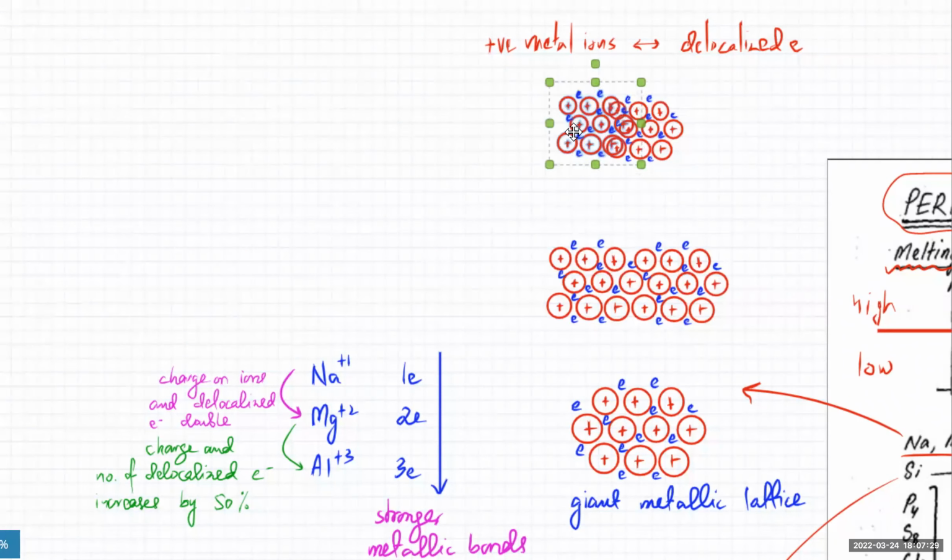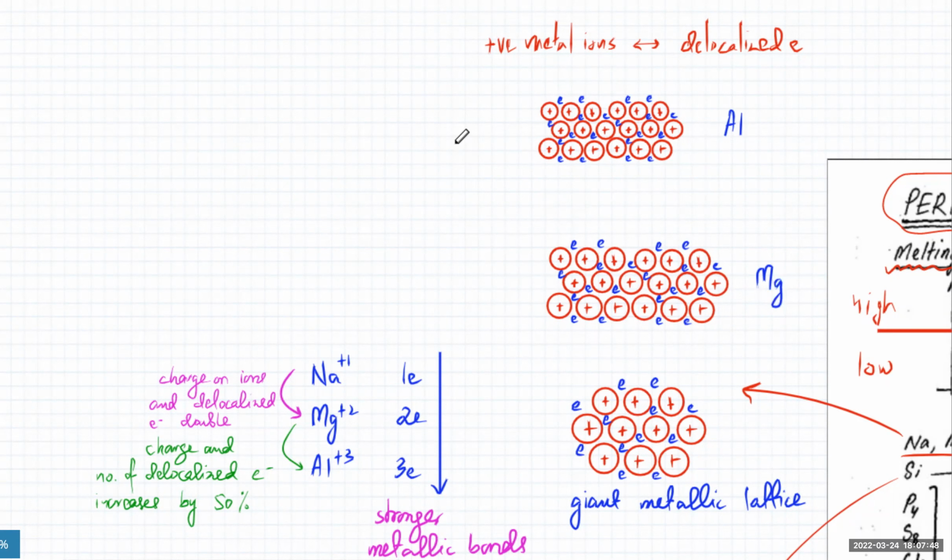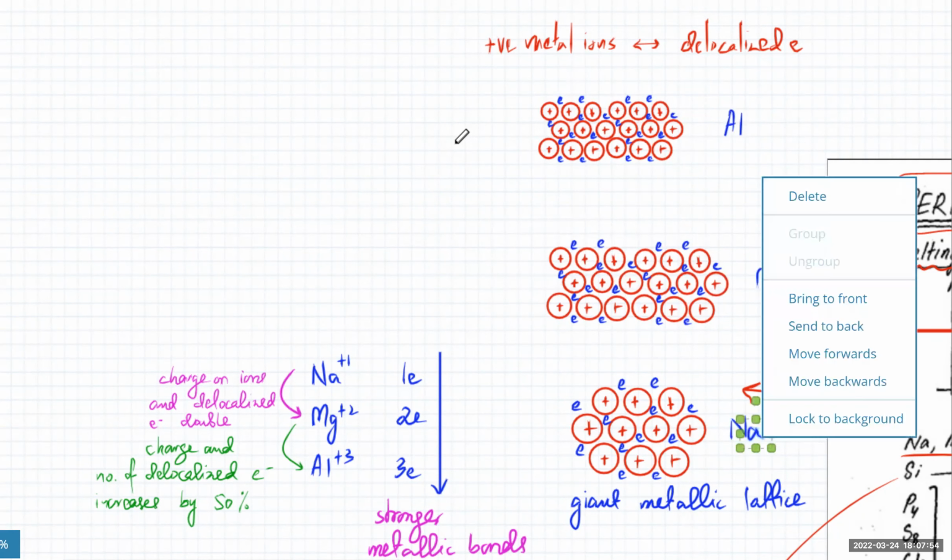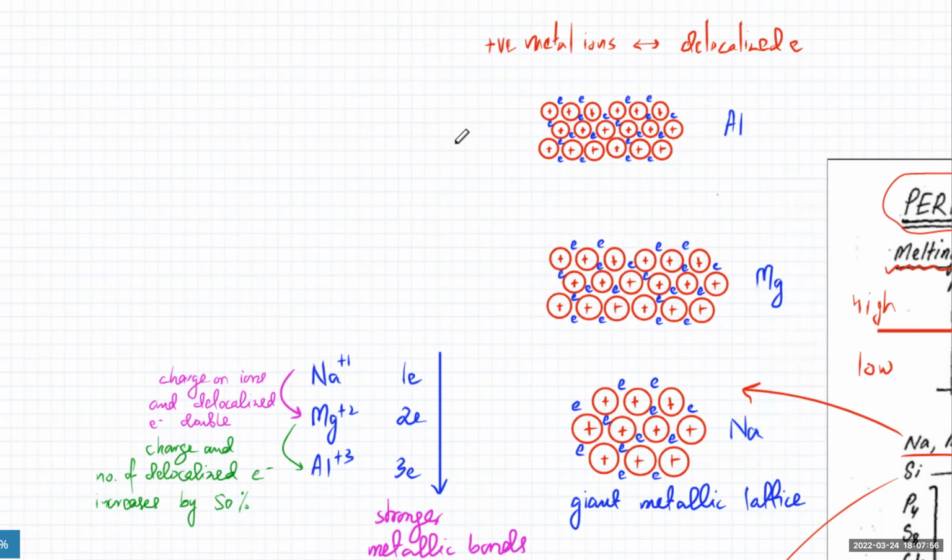You can remember what we did just now: across the period, the size of the atom decreases. So this is how aluminium would look like. They're all kind of the same structure. This is how magnesium would look like, and this is what sodium would look like. The size is decreasing, plus the delocalized electrons are also increasing. They're going to have a lot more delocalized electrons, these ones.